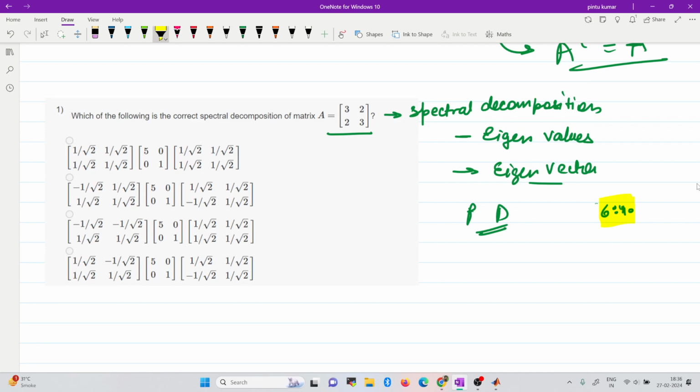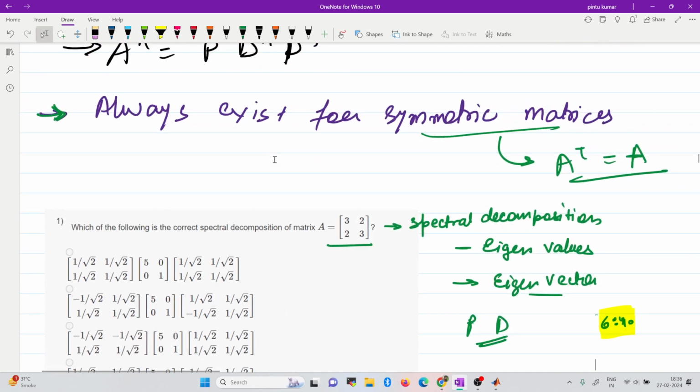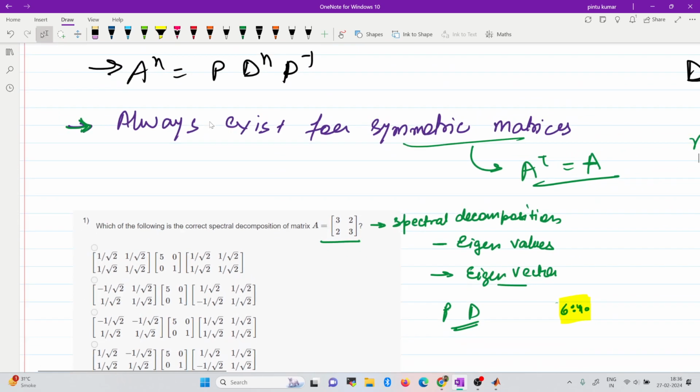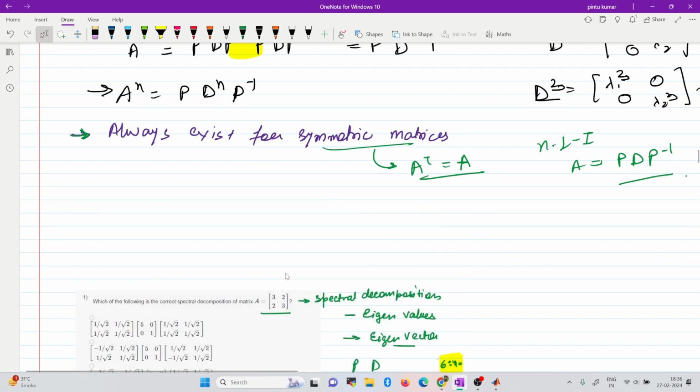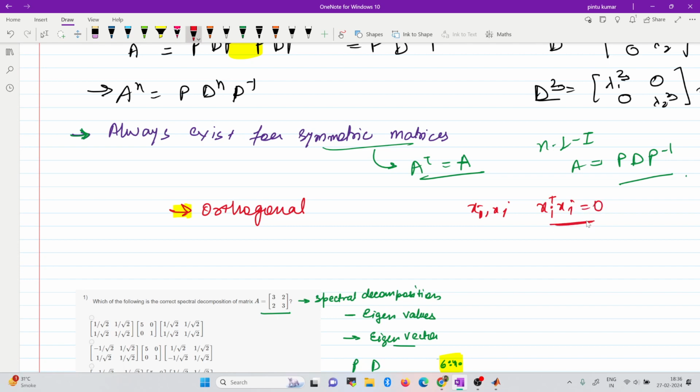One more very small thing. You can continue doing this, but if you have a symmetric matrix, the eigenvectors that you obtain are also orthogonal in nature. What does it mean for two vectors to be orthogonal? If you have xi and xj, then xi transpose xj is 0. This is what is meant by orthogonal.